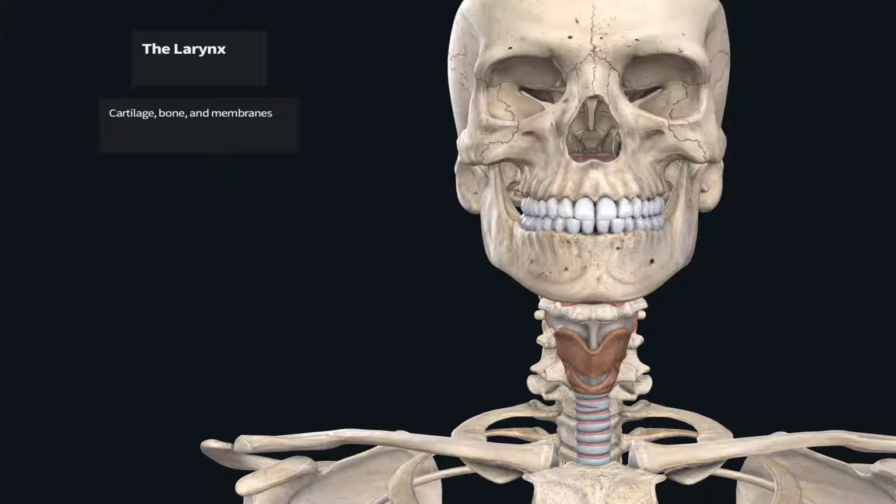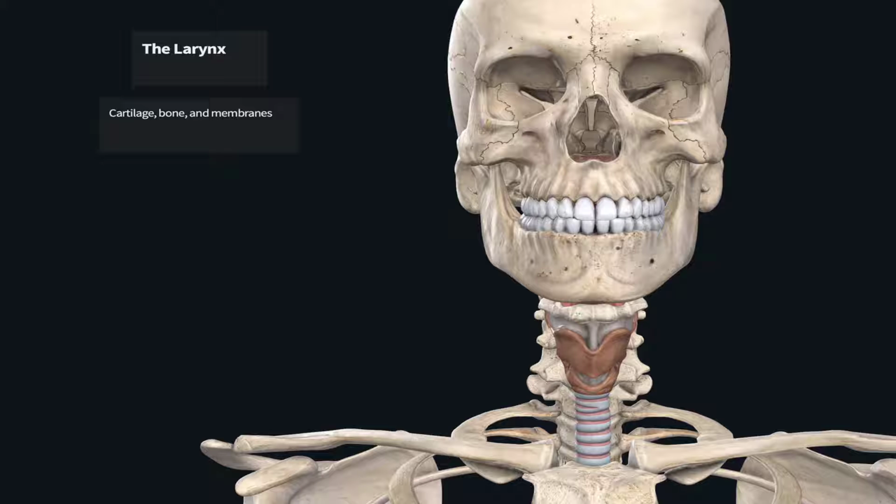In this video, we will describe the larynx. We've already indirectly discussed the larynx in previous lectures, specifically describing the difference between the conducting and respiratory portions of the respiratory system. But in this video, we're going to focus on the cartilage, bone, and membranes that make up the physical larynx.